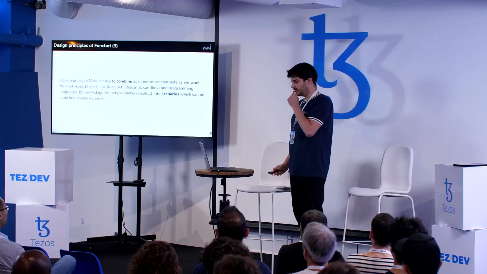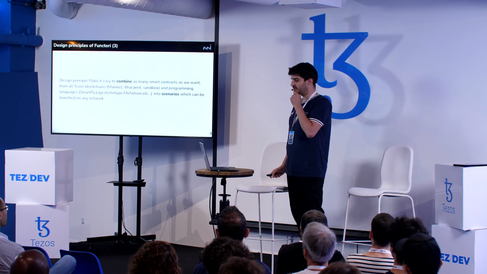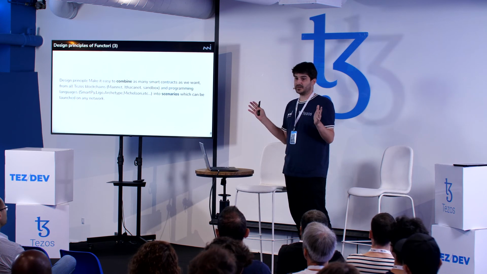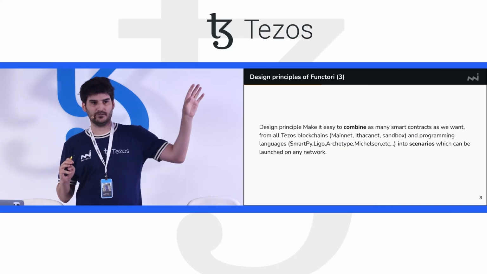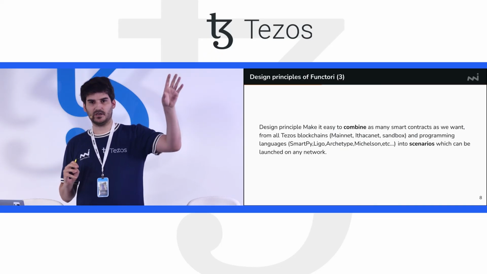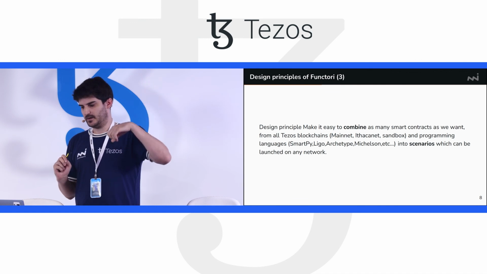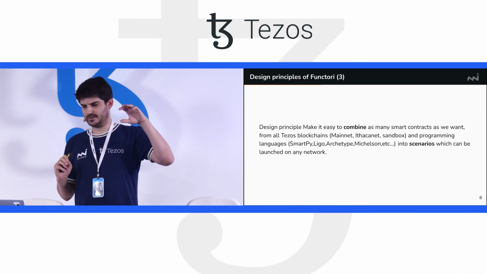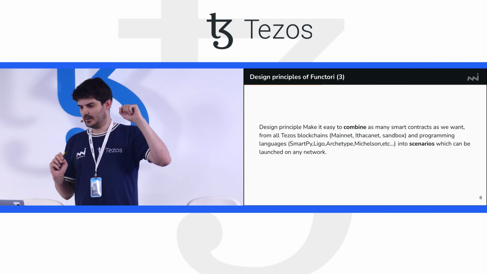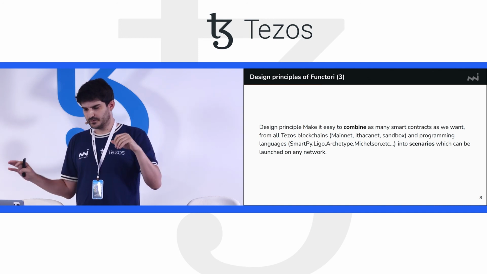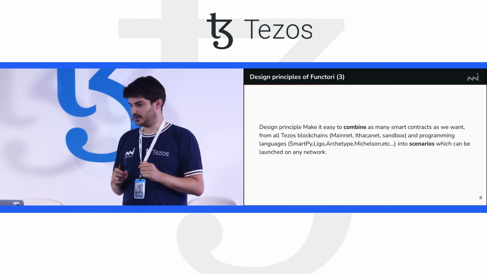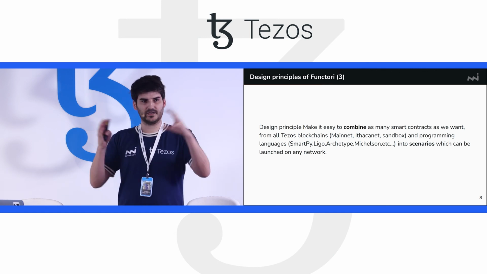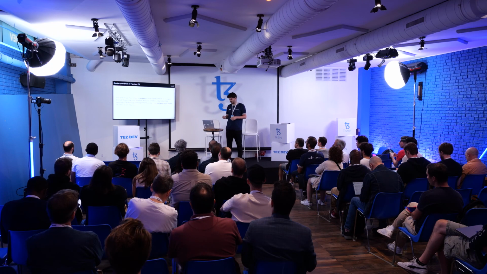And finally, it has to be easy to combine as many smart contracts as you want, wherever they may come from. Some may come from the mainnet blockchain, from JakartaNet, IthacaNet. I'm not sure IthacaNet still exists. Or something you wrote. It can be written in any smart contract language. You should be able to write a scenario making all these contracts interact together.